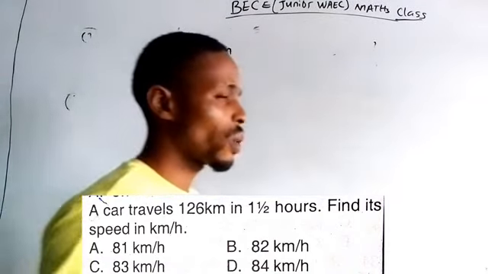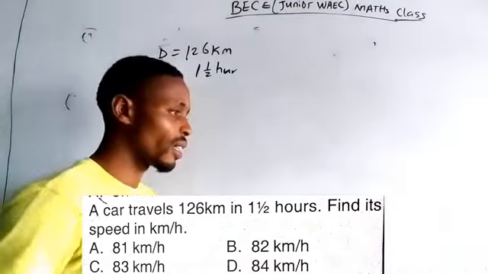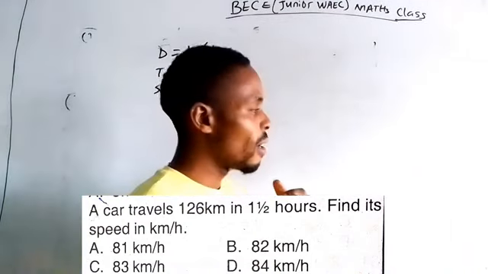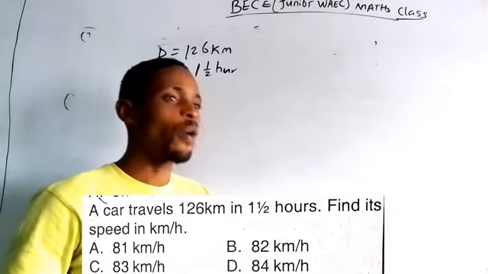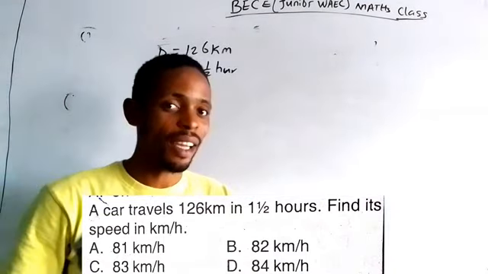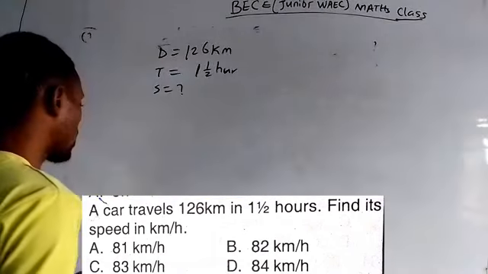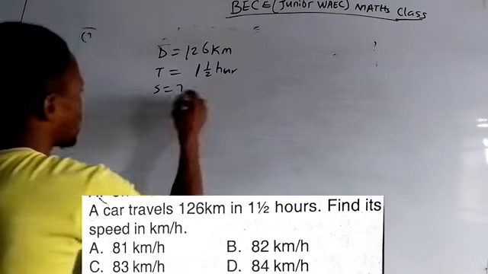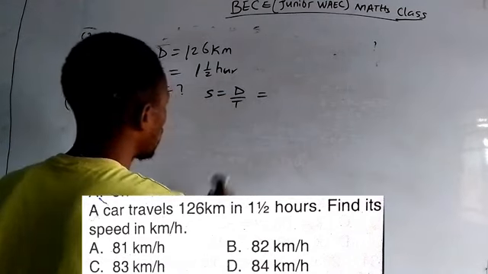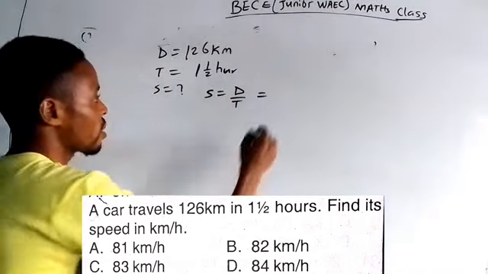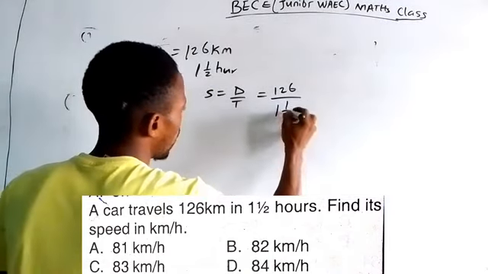So how do you solve this question? Before you can solve a question like this, you must know the formula for speed. And what is speed? Speed is the ratio of distance over time. It is always the total distance covered by a body divided by the time taken. So in this case, the formula is speed equals distance over time. Our distance is given as 126, so we have 126 divided by our time, which is 1 1/2.